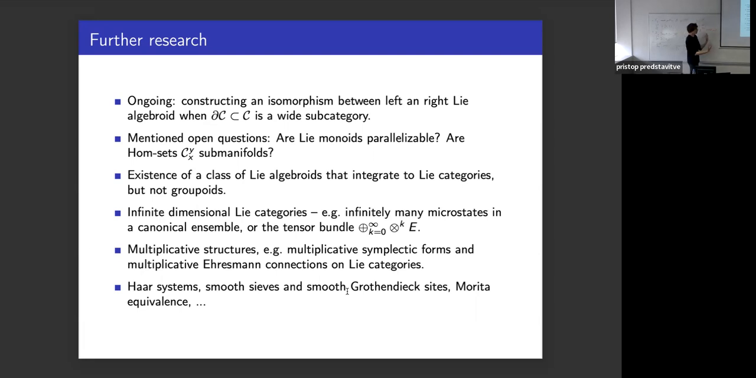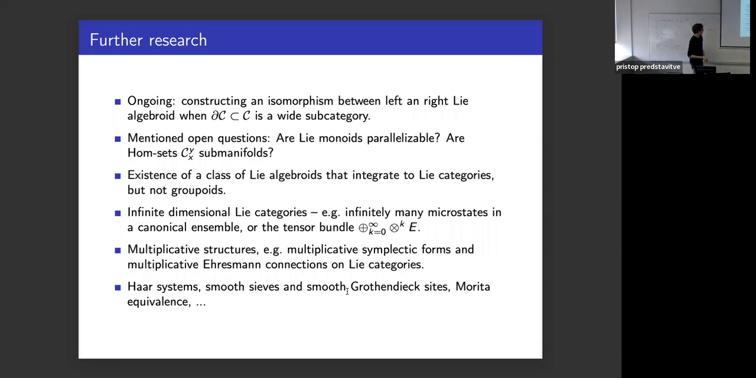Then you have the question of existence of a class of algebroids that integrate to Lie categories, but not to Lie groupoids. The question of when Lie algebroids are integrable to groupoids has already been solved by Rui Loja Fernandes and Marius Crainic. But now this theory opens up new questions regarding whether new classes of Lie algebroids that can be integrated to Lie categories exist.